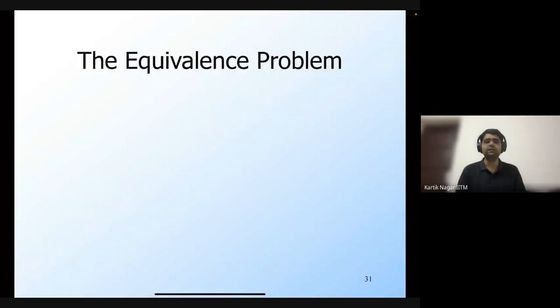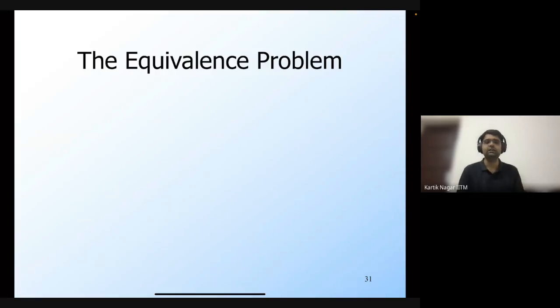Right. So let's look at one more problem, which we have seen earlier, for other language classes. In particular, we saw this problem for regular languages, where we asked how to find out whether or not two regular languages are equal. So similarly, we can ask the same problem for the class of recursively enumerable languages.